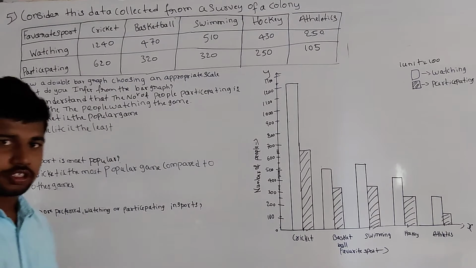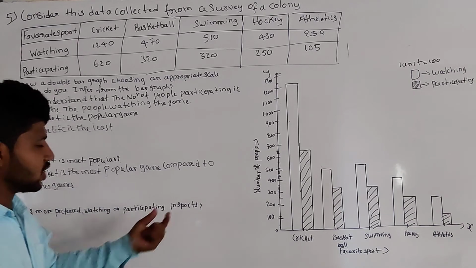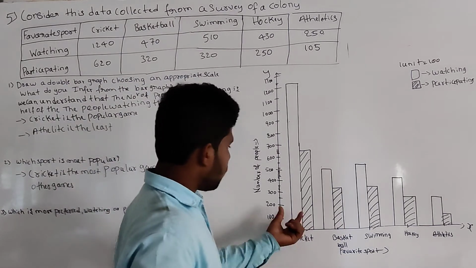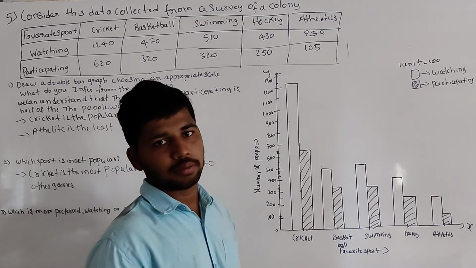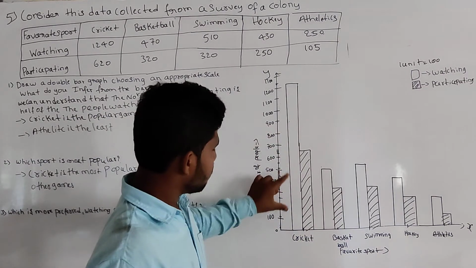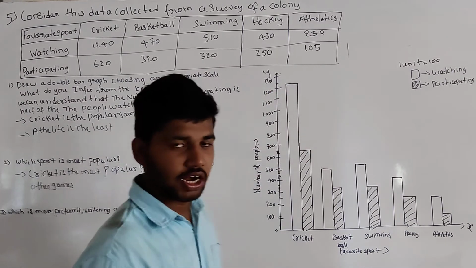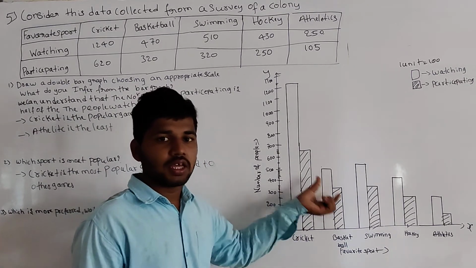And coming to the last question, which is more preferred, watching or participating in sports? By seeing the graph, we can understand that watching the game is preferred more than participating in the game, because the number of people watching the game is high compared to the number participating.